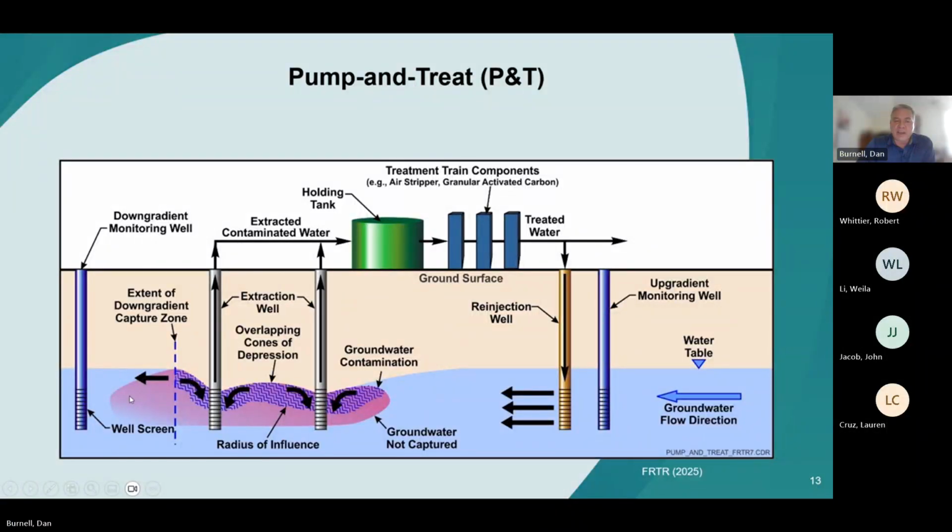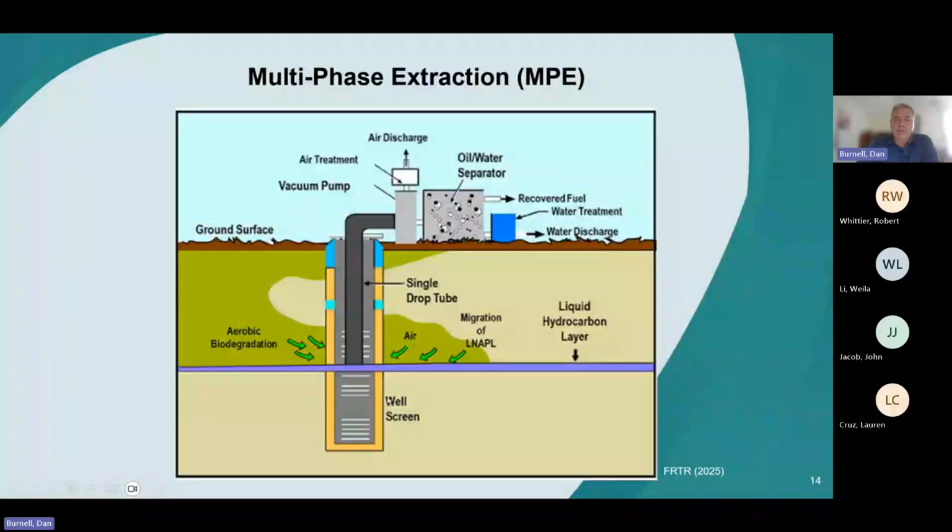of the impact. Another is multi-phase extraction. And so here, for example, we have an LNAPL.